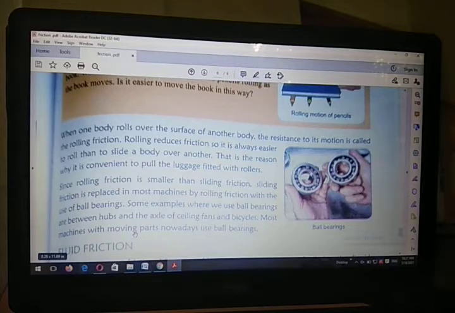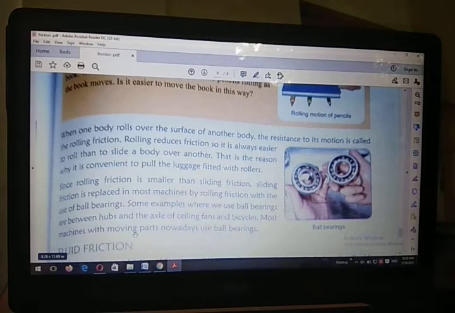Rolling reduces friction, so it is always easier to roll than to slide a body over another. That is the reason why it is convenient to pull luggage fitted with rollers. Since rolling friction is smaller than sliding friction, sliding friction is replaced in most machines by rolling friction with the use of ball bearings. You can see a ball bearing in the figure. A ball bearing is used to make the friction smaller than sliding friction, and most machines are replaced by it.